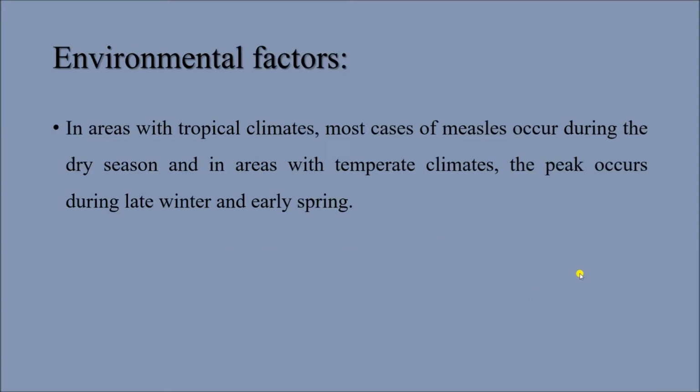Environmental factors. So in areas with a tropical climate like our country, most of the cases of measles occur during the dry season, and in areas with temperate climates, the peak occurs during the late winter and early spring. Also, people living in congested areas, for example overcrowded slums, that means people belonging to poor socioeconomic status, are at high risk.